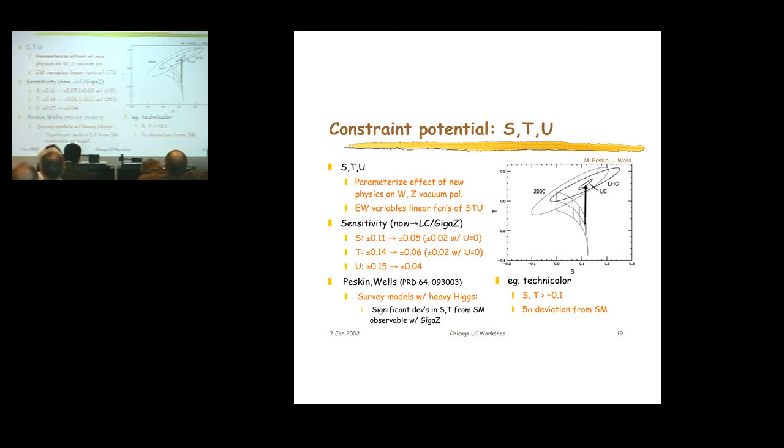For example, with the Technicolor models, you expect S and T values that are greater than approximately 0.1. This ellipse up here is centered at about 0.11, 0.11. And so you would end up with essentially a 5 sigma standard deviation given the GigaZ and top threshold measurements. Whereas even with the LHC values, the limits would be significantly degraded.